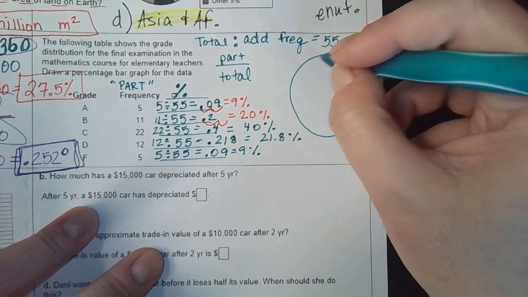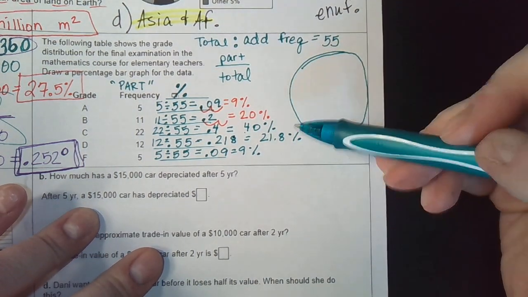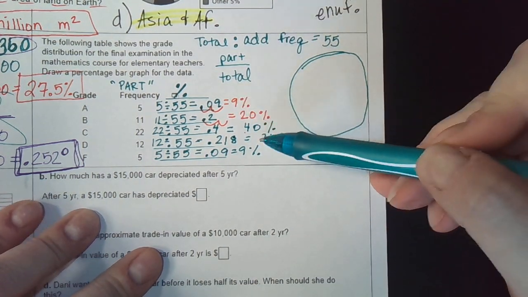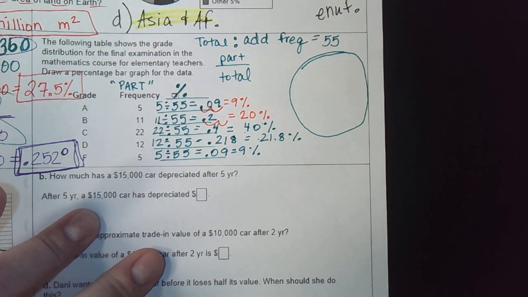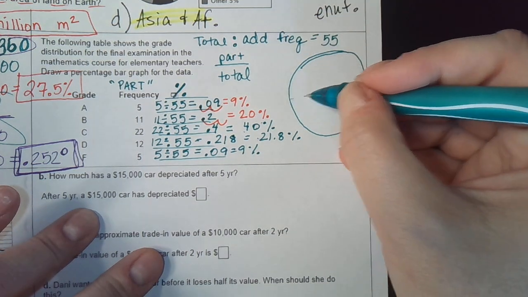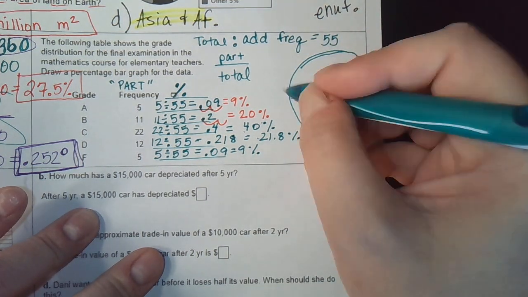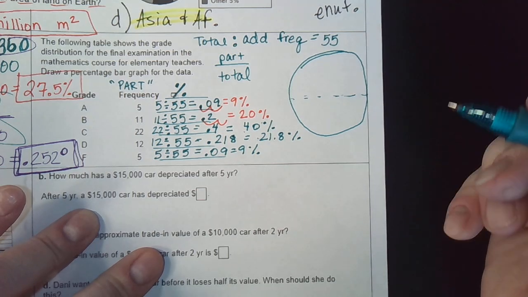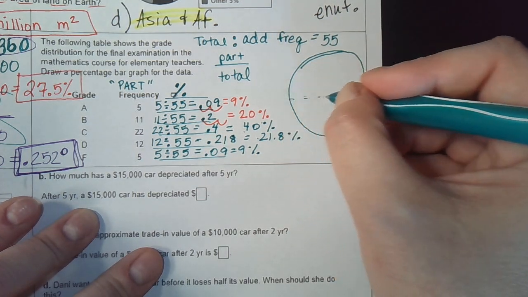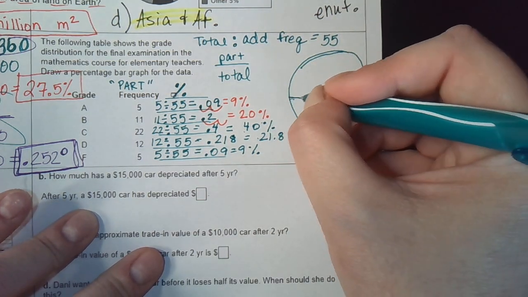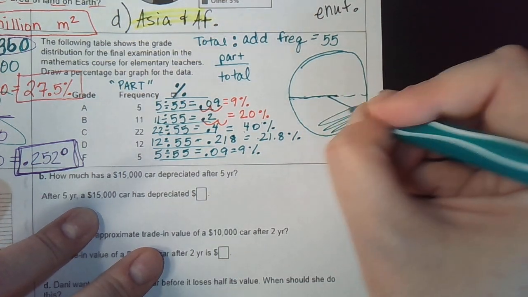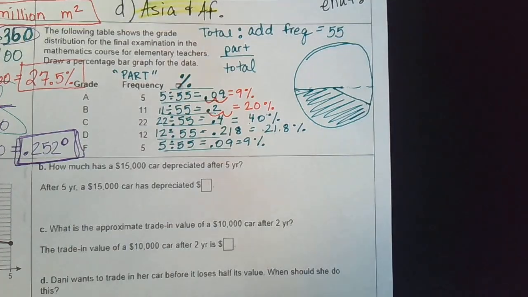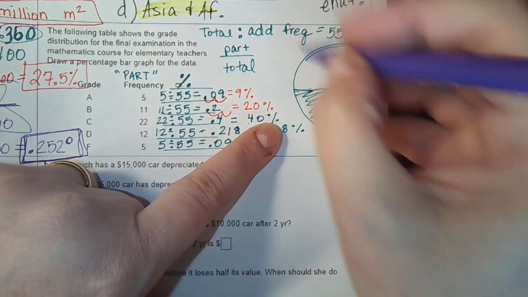Okay, now let's draw a picture. Here's my circle. Don't judge me. Okay, and what's the highest percent? 40? Okay, well this whole circle is 100%. Half the circle is 50%. Okay, well, we can't have all 50%, so we need a little bit less than 50%. So this would be 40%, or what letter was 40%? C.